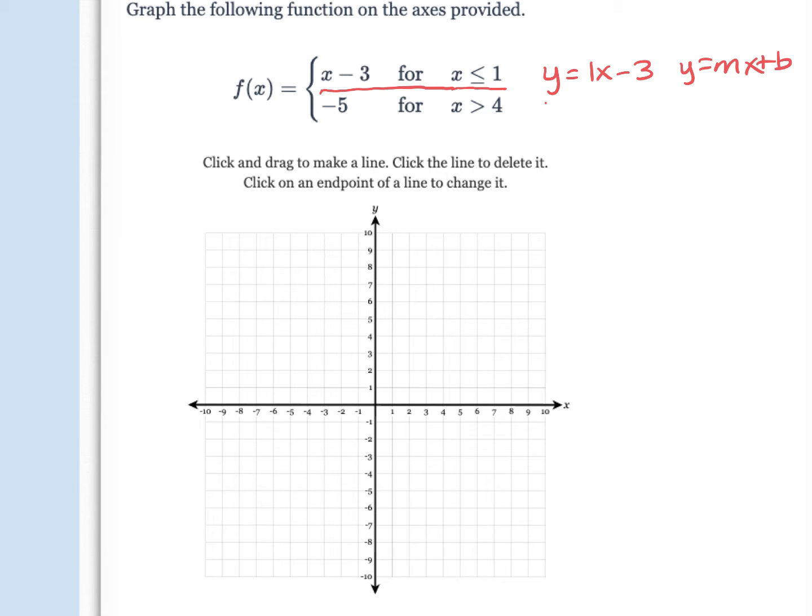Your slope is your 1. Your y-intercept is your negative 3. That means you start down here at negative 3, go up 1 and over 1.